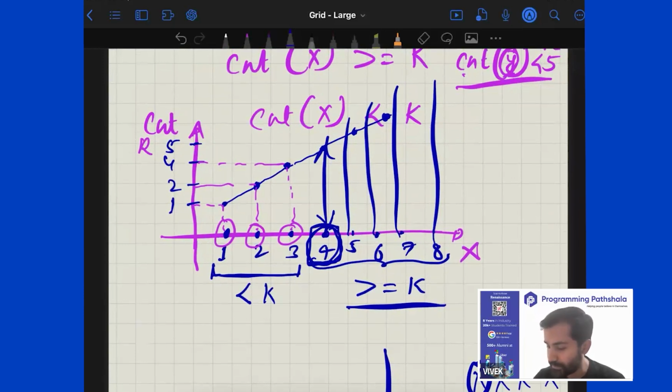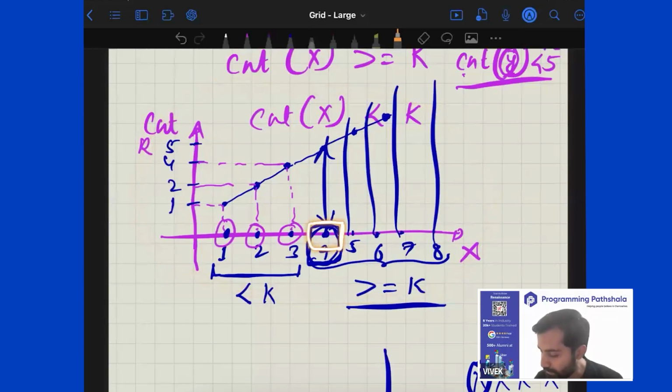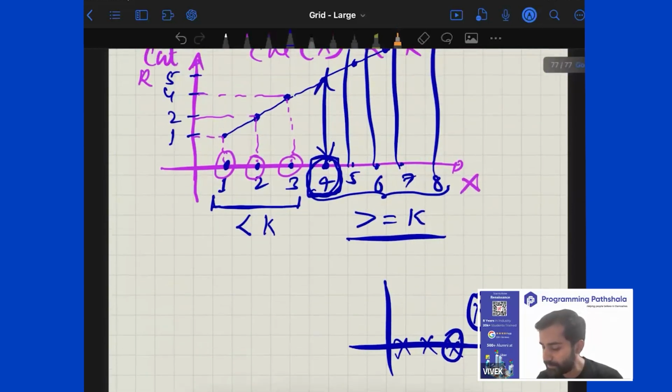So this is your function. This entire thing is your function. In this function, we have to somehow find that first point where the value is greater than or equal to k. Just find that point out for me. So how can we find that point out? Can we apply binary search in this range?